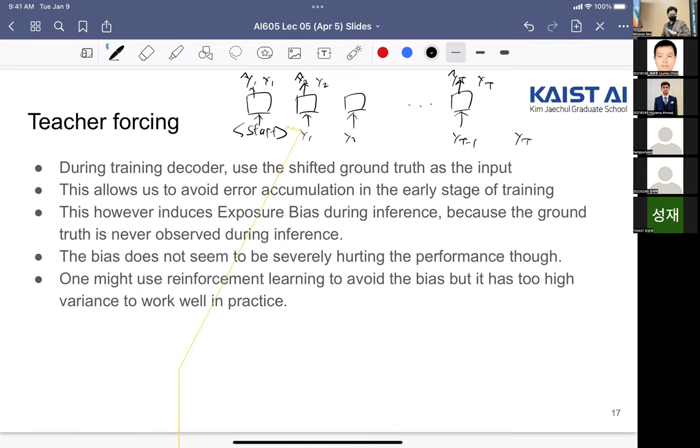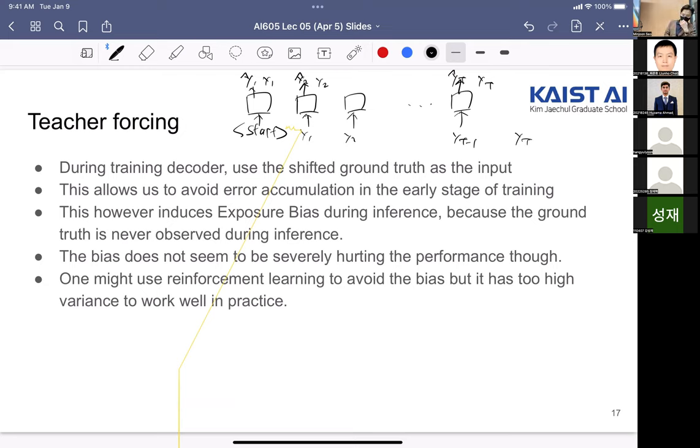But then the biggest problem with teacher forcing is that this induces the exposure bias, because the ground truth is never observed during inference, right? Which means that during training, you're always using ground truth, like the teacher is kind of forcing you to go this way. But then during inference, there is no teacher. You have to actually do it yourself. And then the teacher was helping you so much at every time step that the model is kind of expecting some help, but then there is no help. You can think of that as exposure bias.